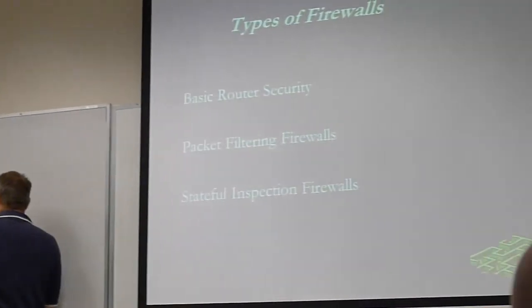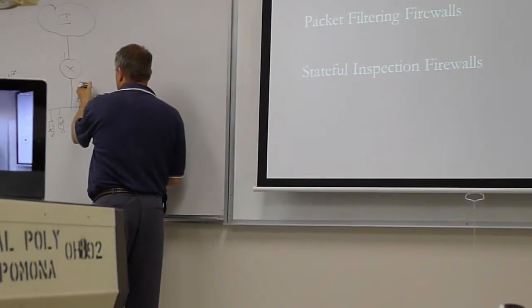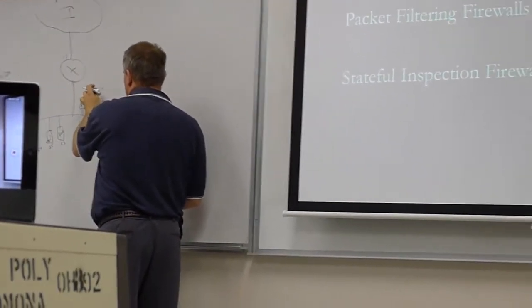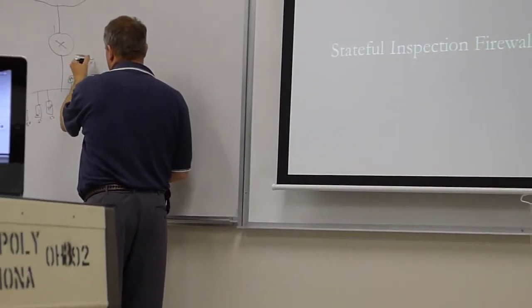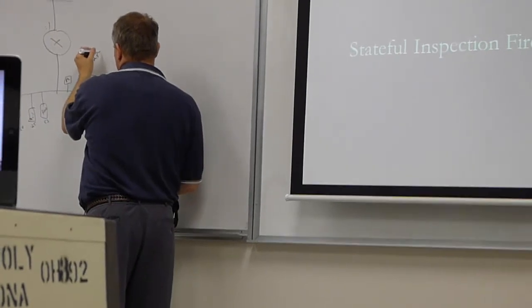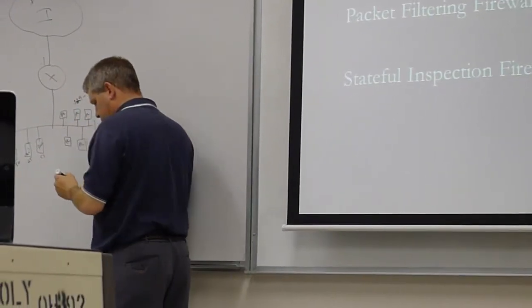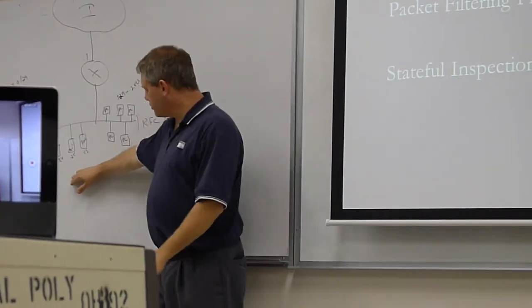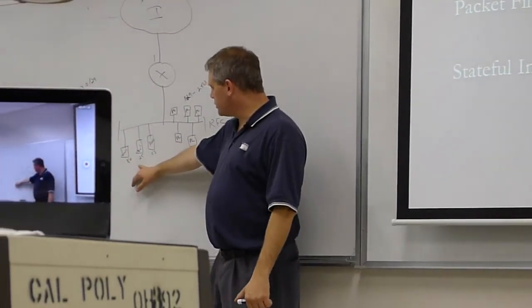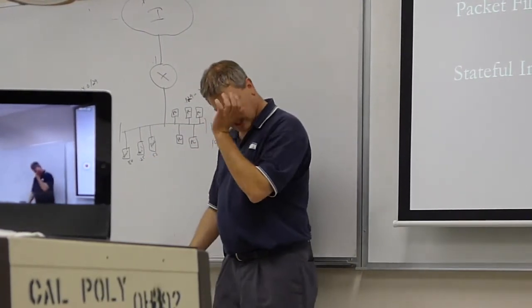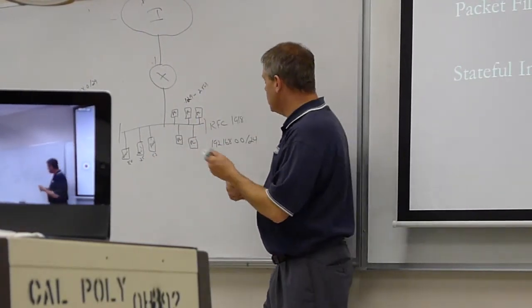PCs are .127 through, actually, .129 through 254. Right? And I have two servers, a web server, a mail server, and a DNS server, .80, 25 and 53 respectively. Okay, that's my network. Okay, stop.